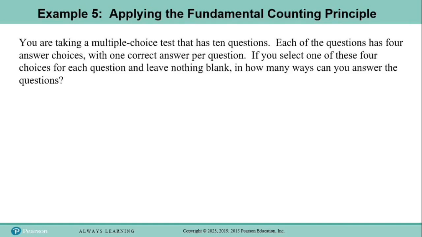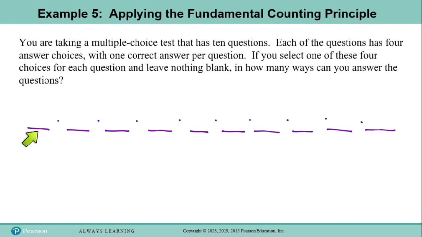Okay, so again, we need a blank for each thing that we're choosing, and we are choosing the answer to 10 different questions, so we need 10 blanks. Now, for each question, there are 4 choices. So there are 4 different ways that we could choose to answer question 1, 4 different ways that we could choose to answer question 2, and so on, 4 choices for each question.